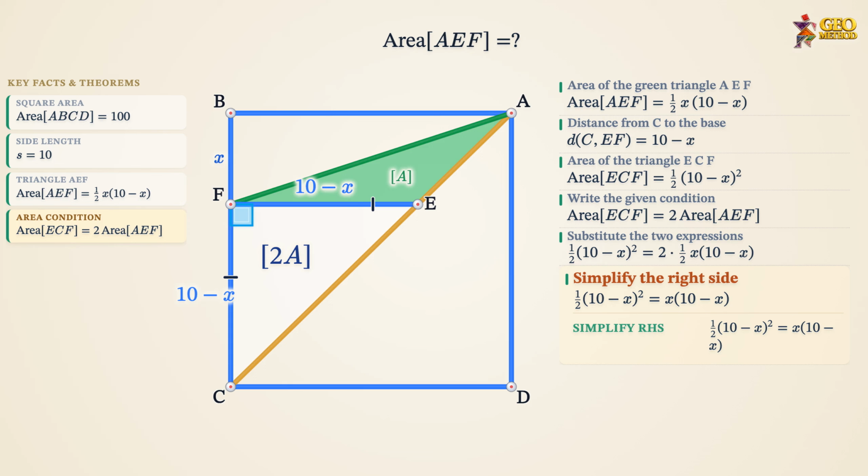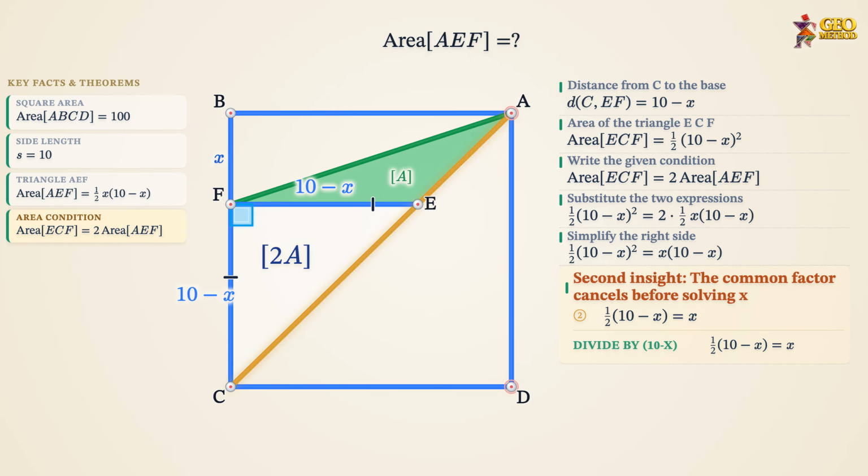On the right, 2 times 1/2 is just 1, so the right side collapses to x times (10 minus x). The equation is now 1/2 (10 minus x) squared equals x times (10 minus x), cleaner and ready to cut down. A second insight now finishes the structure. The common factor cancels before solving for x.